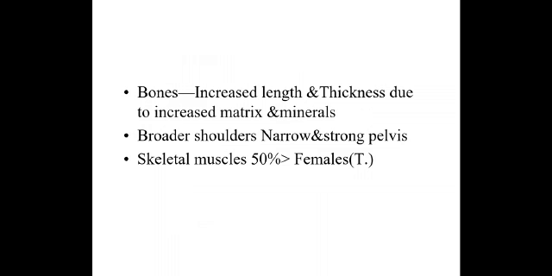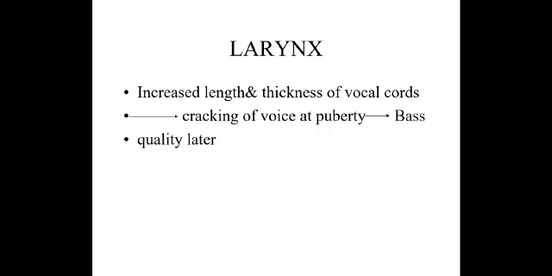There is increased length and thickness of bone due to increased matrix and minerals. If there is hypersecretion, it can result in fusion of epiphyses. The shoulders are broader with a narrow and strong pelvis. The skeletal muscles are 50% more compared to females.